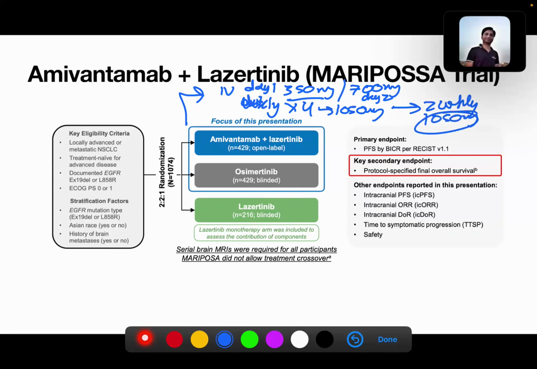So this is given IV. Currently, based on FDA approval, we can also give subcutaneous amivantamab. That is also acceptable. IV causes increased hypersensitivity reactions, so to decrease that, we can give subcutaneous. I hope you understood the dosage. It is given week 1, day 1, 350 milligram, day 2, 700 milligram. Then from day 8 onwards, that is week 2 onwards, it is given 1050 milligram weekly for 4 weeks. And then you switch over to 2 weekly 1050 milligram, along with lazertinib, which is given at a dose of 240 milligram OD.